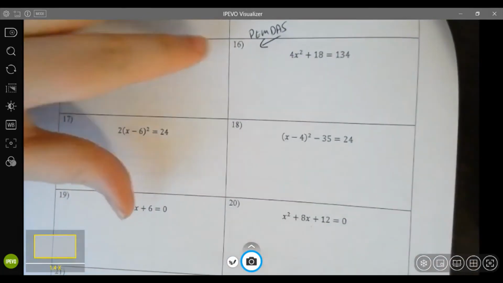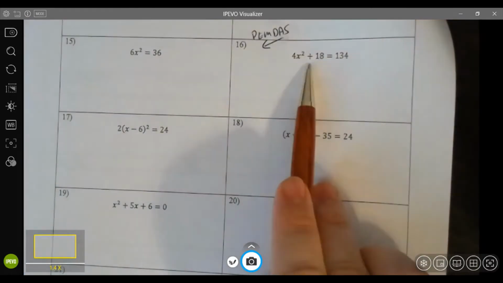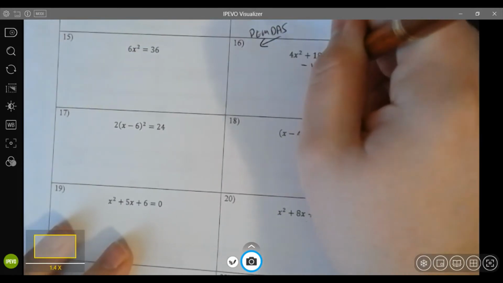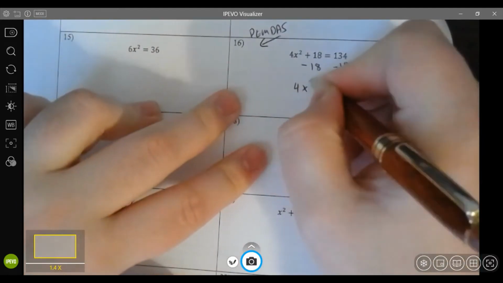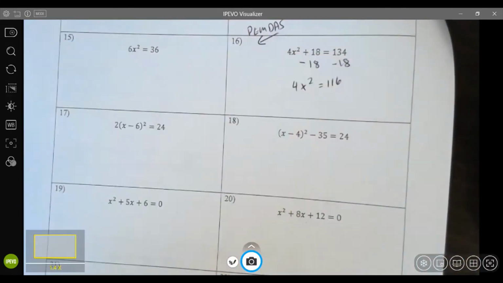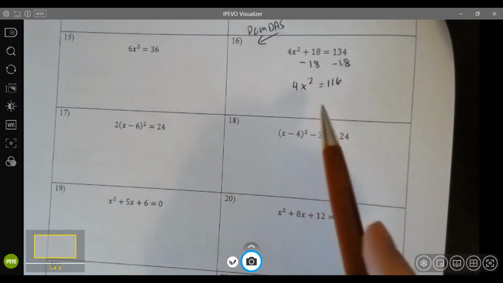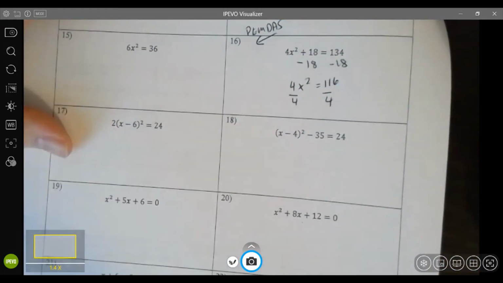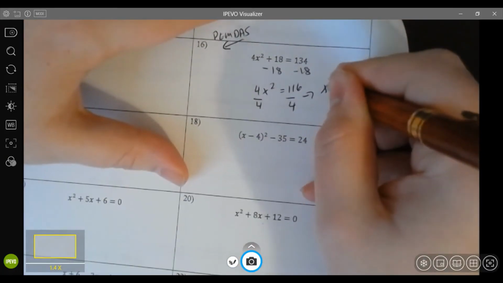Let's just remember PEMDAS going backwards. So we want to start by undoing addition and subtraction. So here, I see an addition sign, so I got to undo that first. Let's subtract 18 first. So when you do that, you get 4x squared equals 116. Then that took care of your addition and subtraction. Now we have multiplication between 4 and x squared. So next we're going to want to divide by 4 to undo that multiplication. So this will get you x squared equals 29.